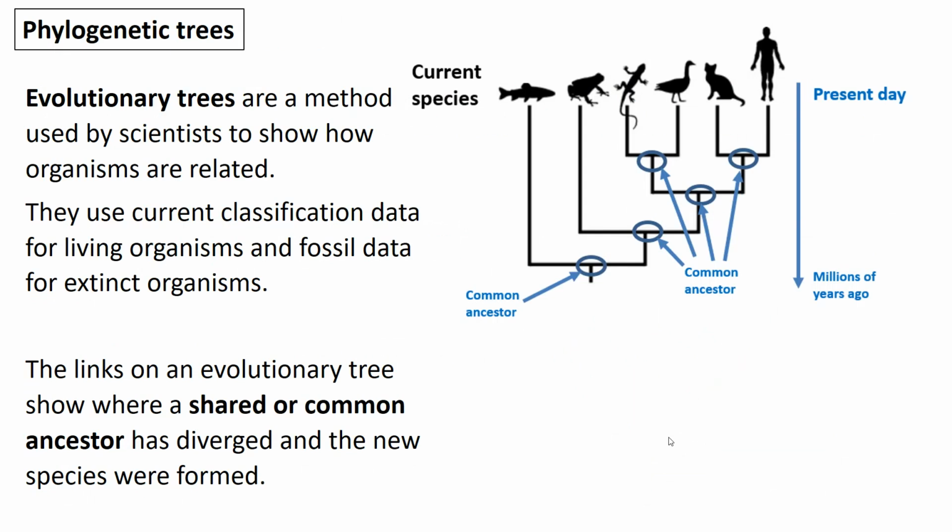And phylogenetic trees are really useful for looking at those relationships. And each of these branches is where their common ancestor will have diverged. And we can use lots of classification data for living organisms and fossil data to piece together how all of these different species are related. And you can see the links of an evolutionary tree will show these shared or common ancestors really clearly, and the current species are always shown at the ends of the branches.